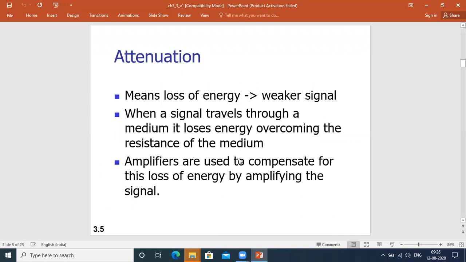Now the first is attenuation. Attenuation means the loss of energy. Weaker signals: when a signal travels some distance, it becomes weaker. It loses its energy overcoming the resistance of the medium. So amplifiers are used to compensate for this loss of energy by amplifying the signal. After traveling some distance and losing energy, it starts to change its shape. That is called attenuation, and amplifiers are used to fix it.